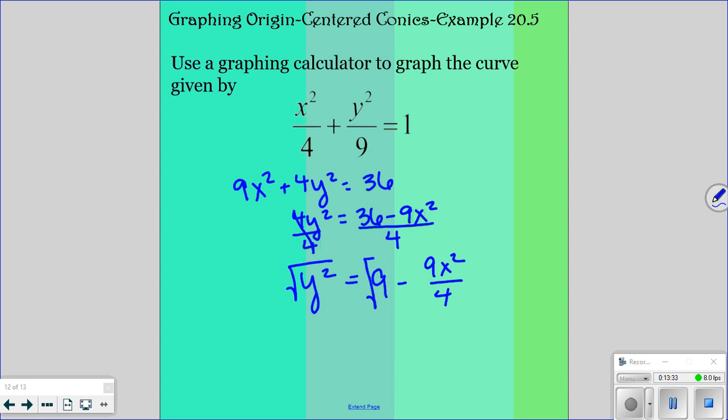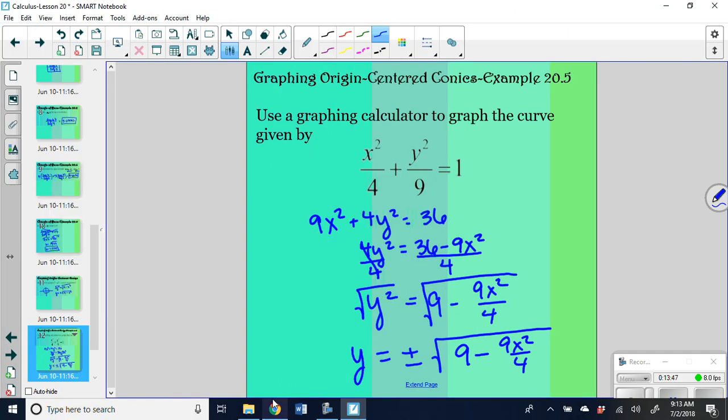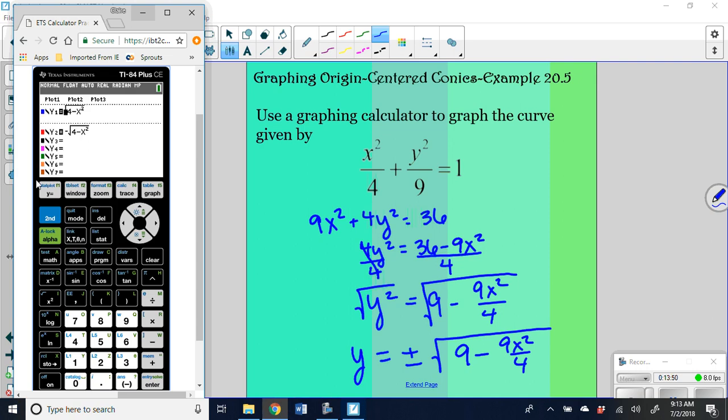And then you take the square root, and we have to put what in front of our radical? Plus or minus. And so 9 minus 9x squared over 4. And so that's what you're going to be plugging into your graphing calculator. And so we go back to y equals, and we're going to do the square root of 9 minus 9x squared divided by 4.